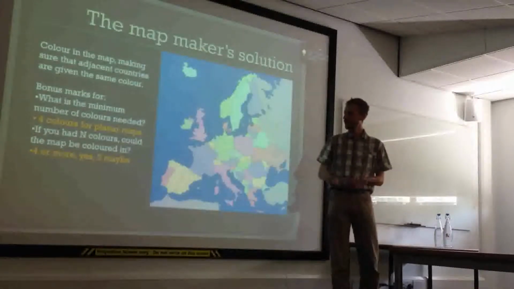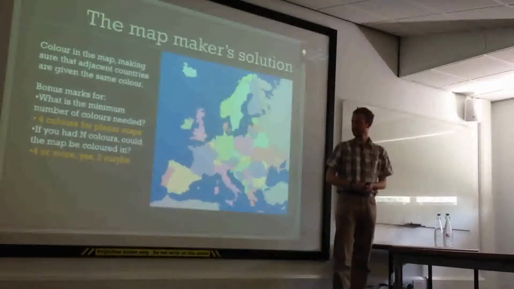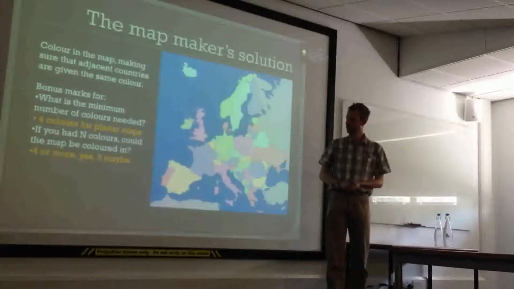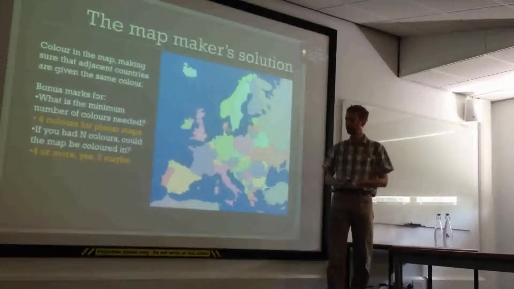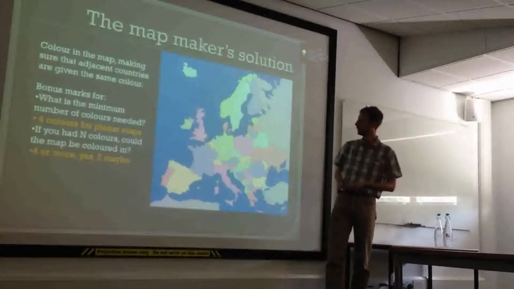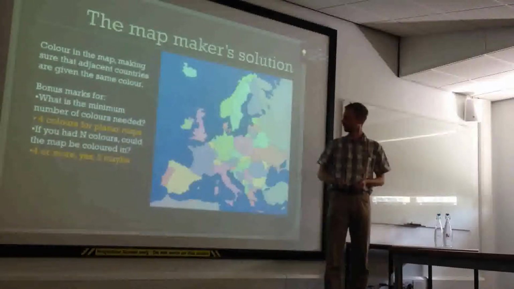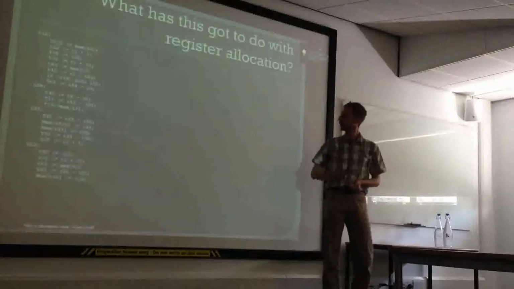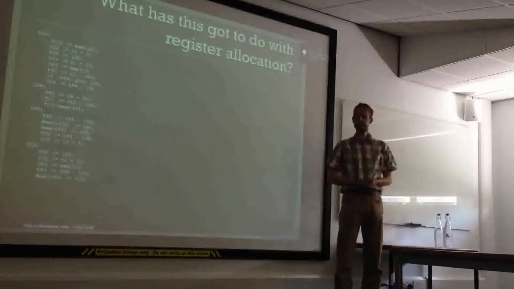Next question, if you had n colours, could the map be coloured? Well, from my previous answer, 4 colours, yes. 4 or more, yes, you can do it. 3, maybe, I've not tried, I don't know, probably not. Leave that as an exercise for you to do later. So, what's this got to do with register allocation?